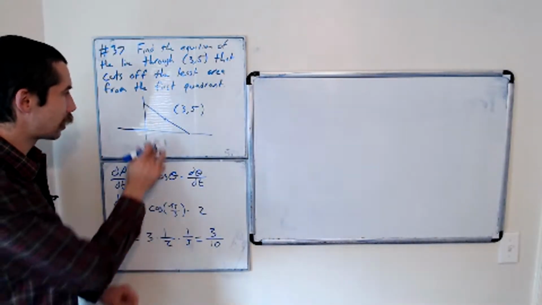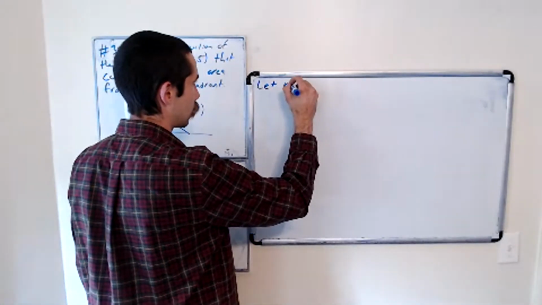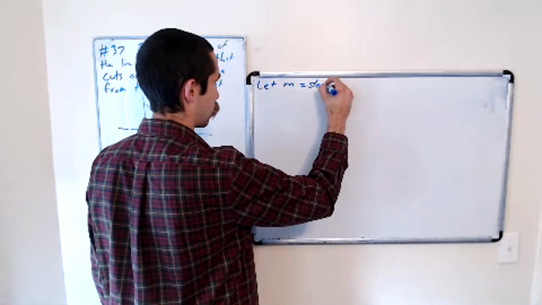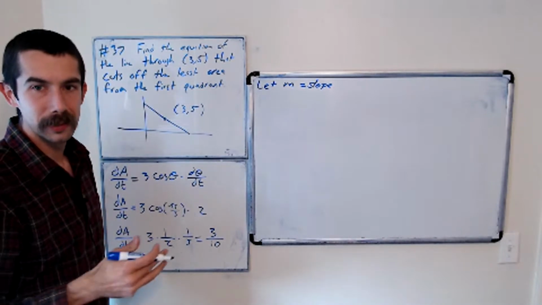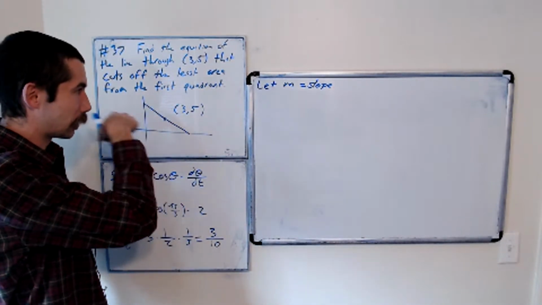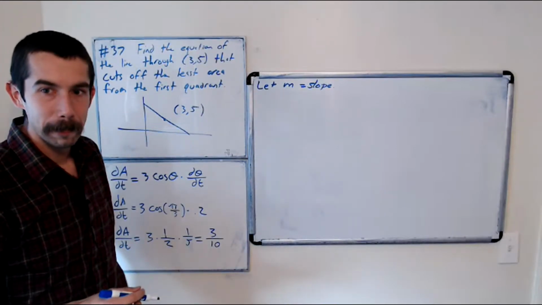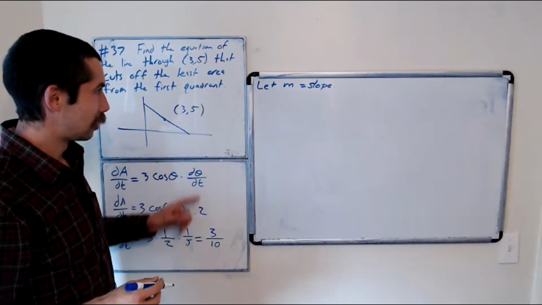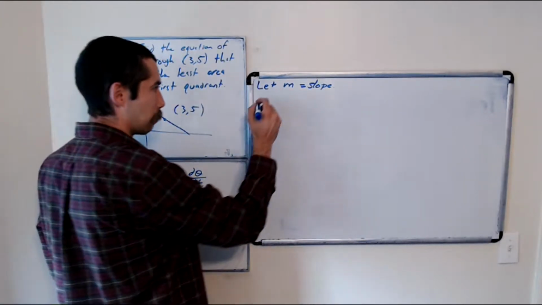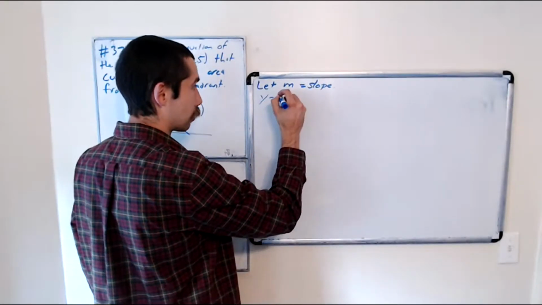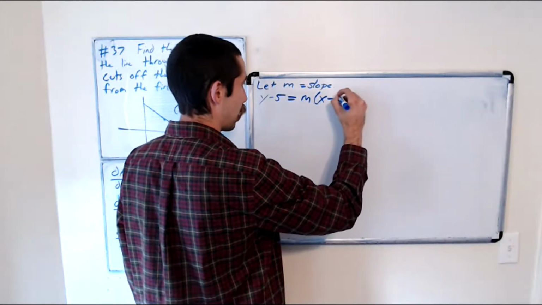Okay, so the equation of this line, right? This line has some slope. So let's let m be the slope of that line. Right, we want to find the slope of this line that will make us cut off the least amount of area. Okay, so the equation of the line with slope m that goes through the point (3, 5) is what? It's y minus the y component of our point is equal to the slope times x minus the x component of our point.